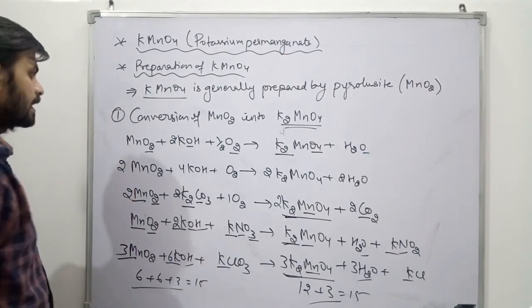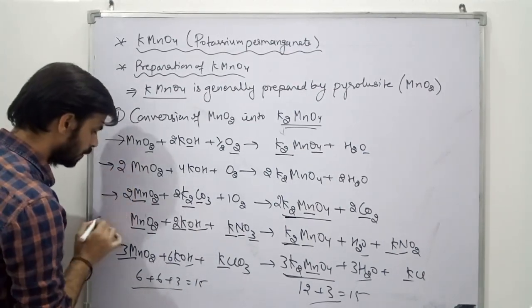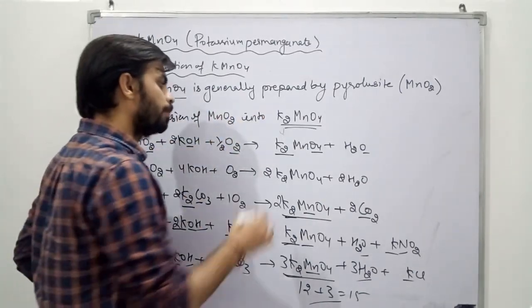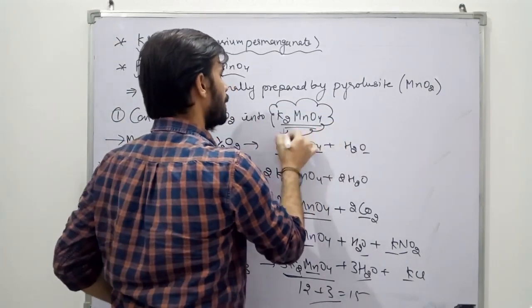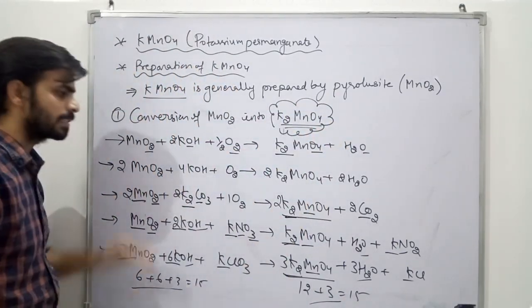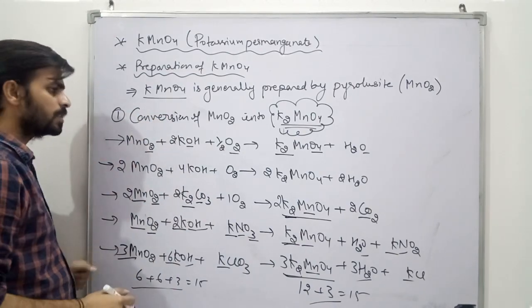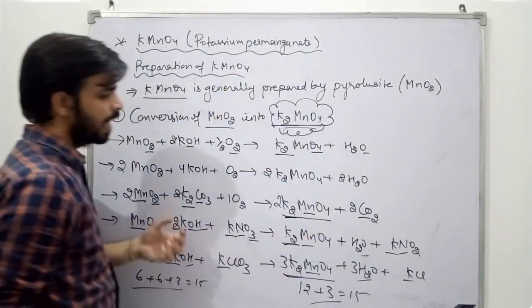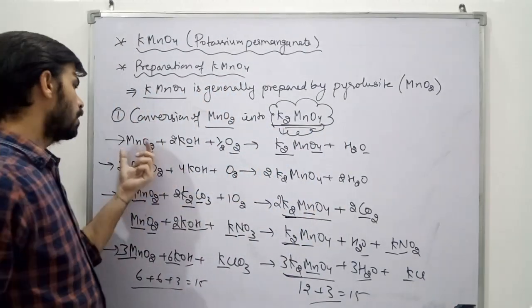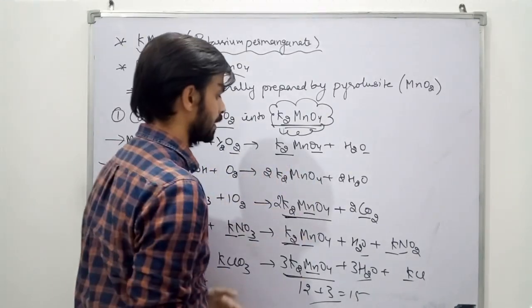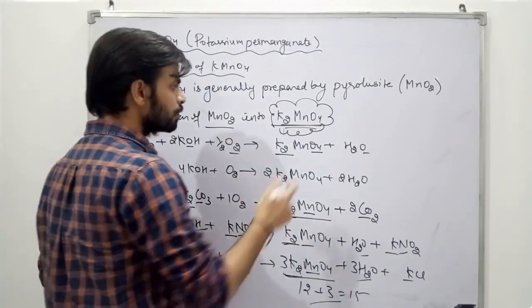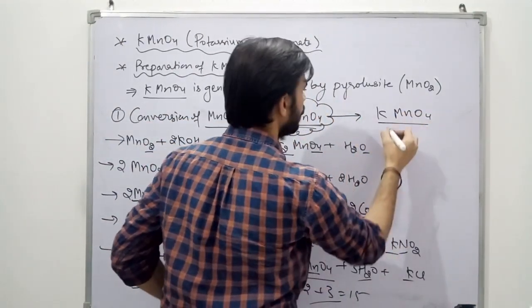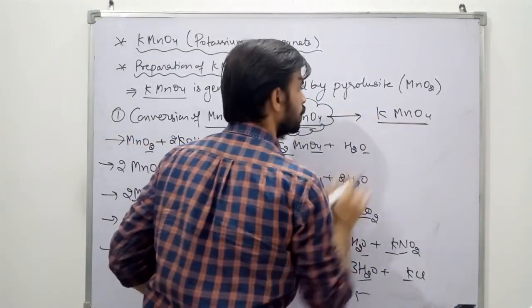So by these 5 reactions, we can convert manganese oxide into potassium manganate. You can use any reaction. So in the first step, our motto is to convert manganese oxide into potassium manganate. Now in the second step, we have to convert potassium manganate into potassium permanganate.